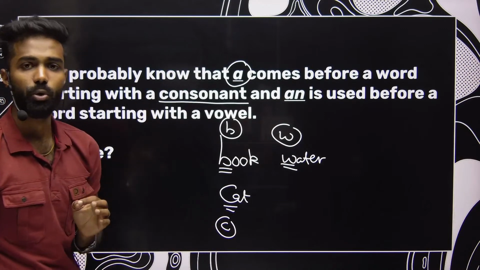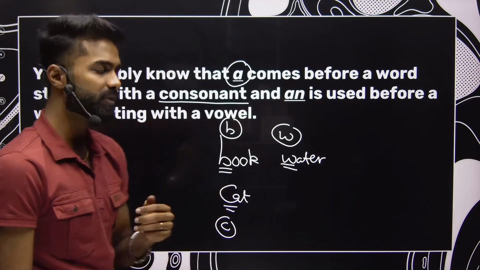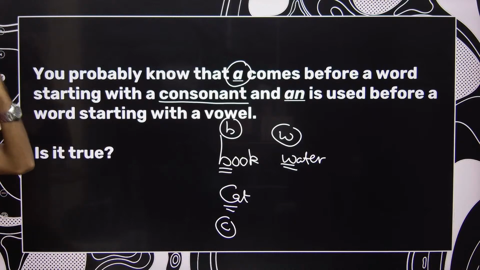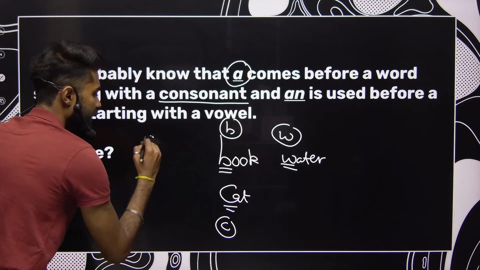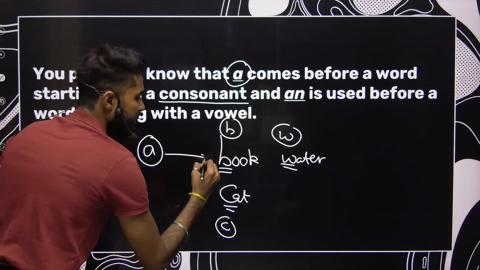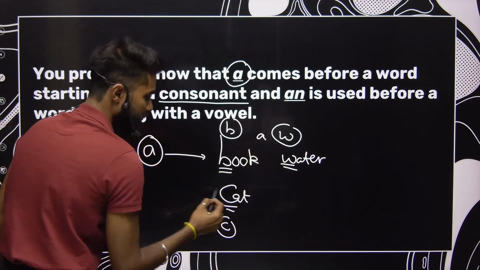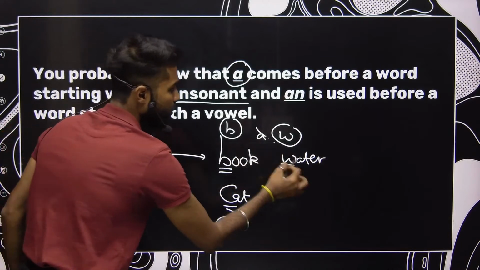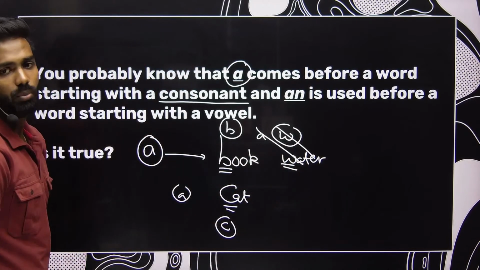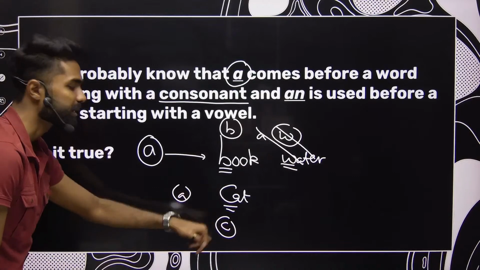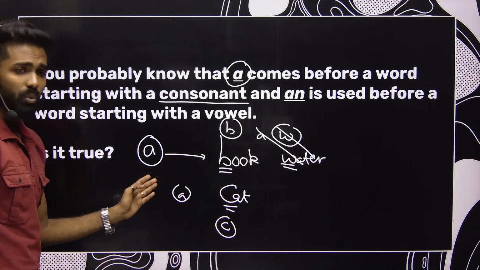So in your school or in your early childhood, what have you learned? You have learned that a will precede a consonant. A book, a cat, okay? A water, we cannot use it, so leave that water alone here. So a book, a cat, clear? So why are we using a?